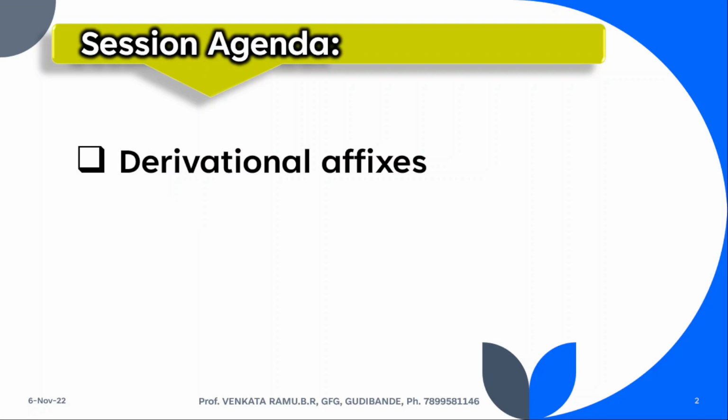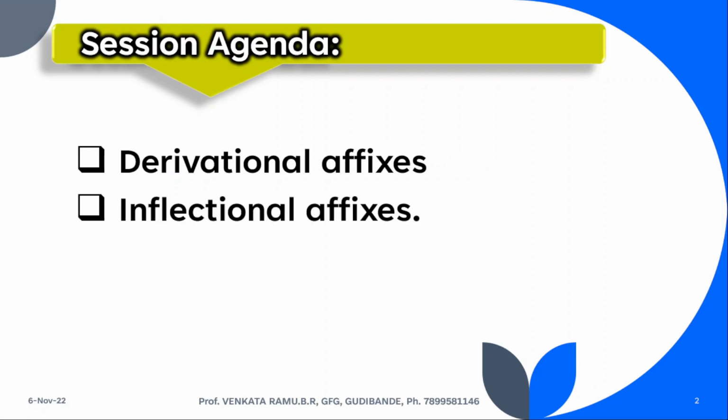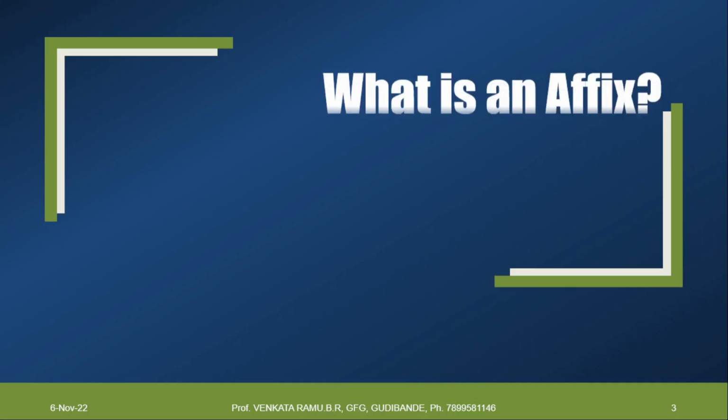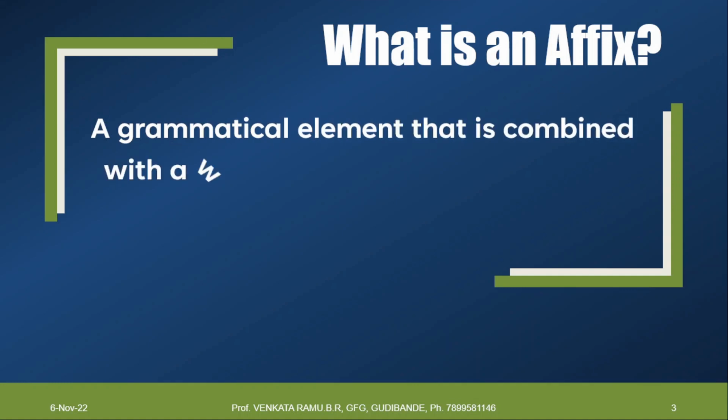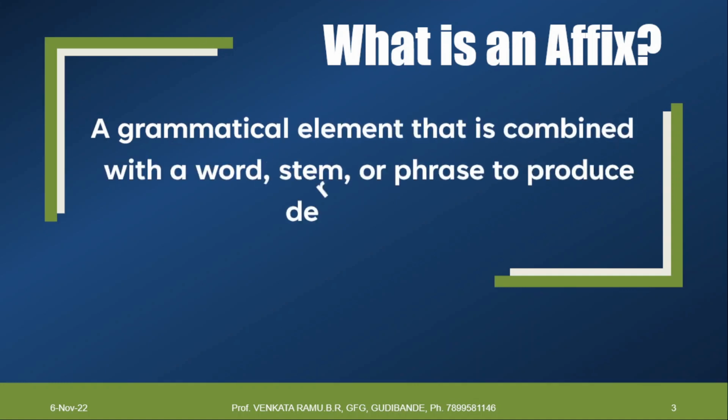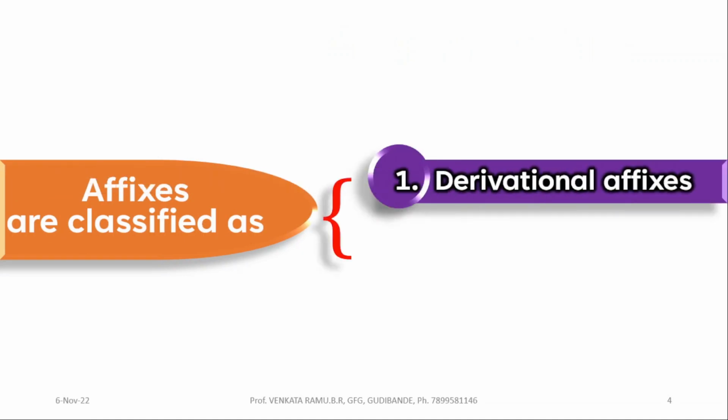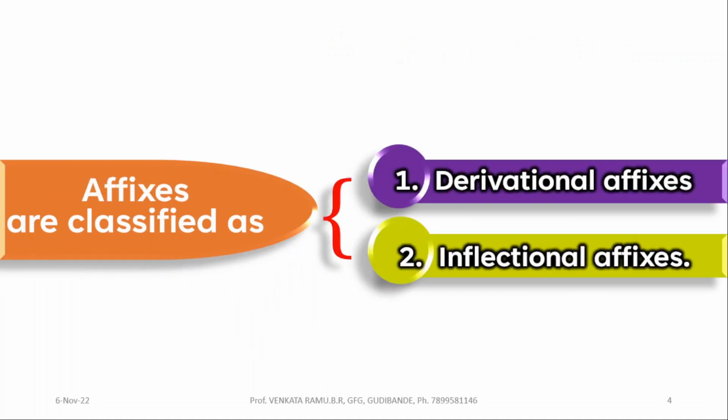In this session, we are going to discuss the derivational affixes and inflectional affixes. Later on, we are going to have some exercises which are relevant to the topics that we have discussed. Well, let us know the first and foremost question, what is an affix? An affix is a grammatical element that is combined with a word, stem or a phrase to produce derived or inflected forms. We can classify affixes as derivational affixes and inflectional affixes.